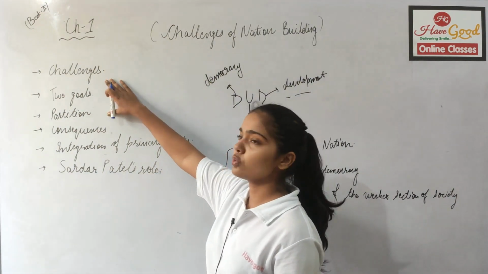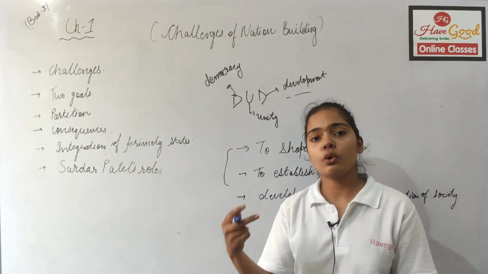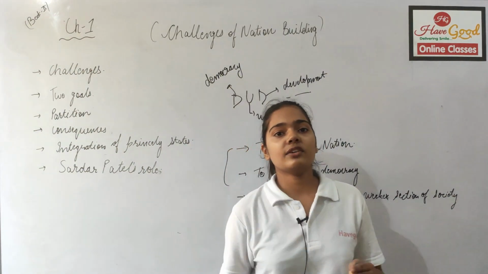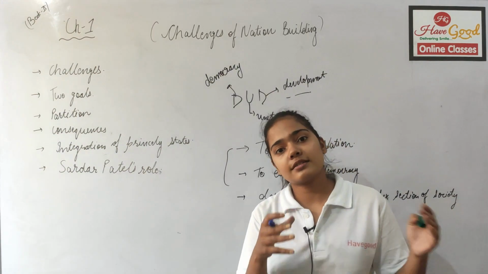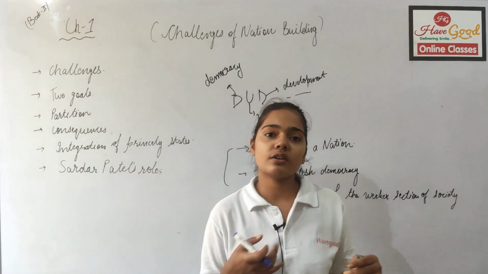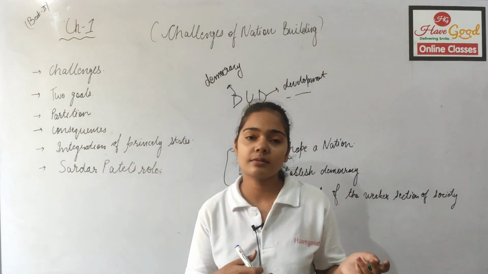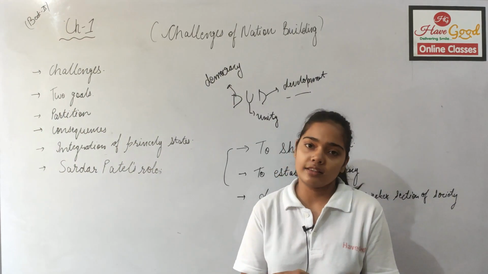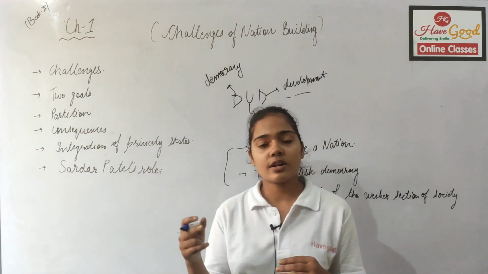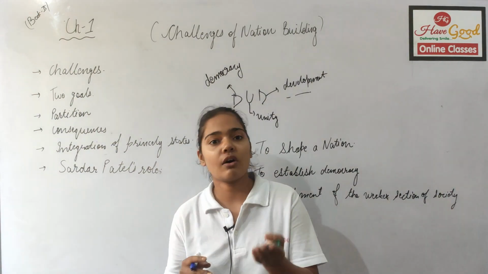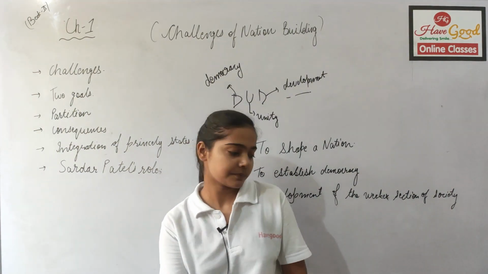Now we'll study about the two goals of the Indian government. The very first is to establish democracy. At the very first step, India chose to establish democracy. India did not want dictatorship. India did not want one party rule. India did not want monarchy, and so India wanted to establish democracy in the country. So the very first goal is to establish democracy, and the second goal is the development of the weaker section of society.